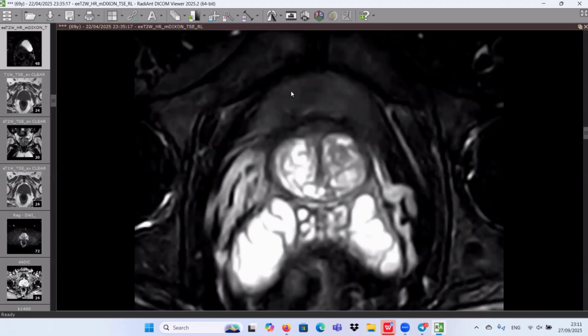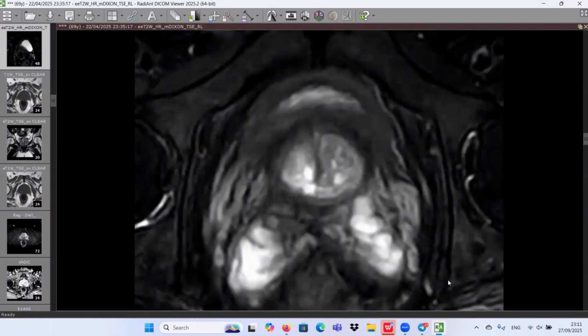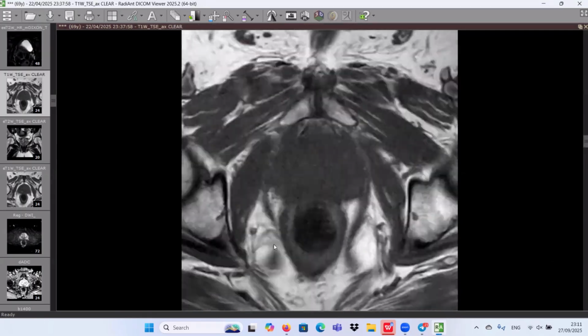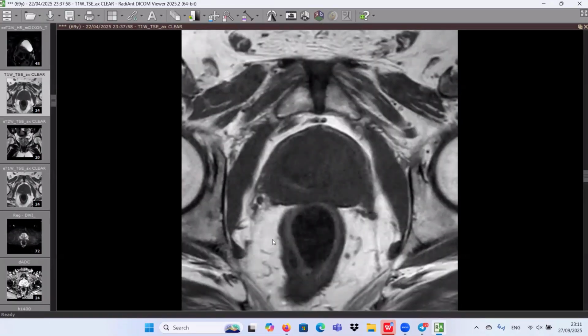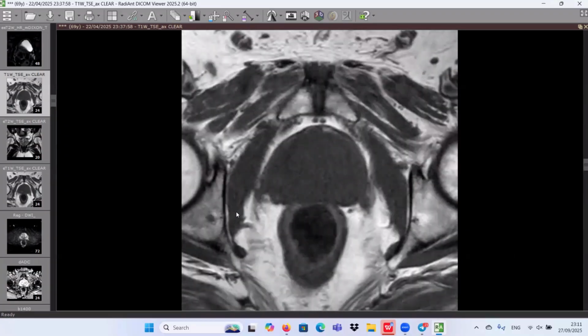We also should review the surrounding structures, and you should review the T1 weighted image. Look at the neurovascular bundle here. This is a normal appearance. Look at the fat inside. It is very clear. This is the fat and this is the neurovascular bundle. So we don't have any neurovascular bundle invasion. We don't have any seminal vesicle invasion.